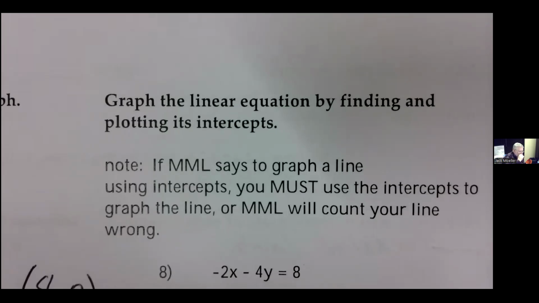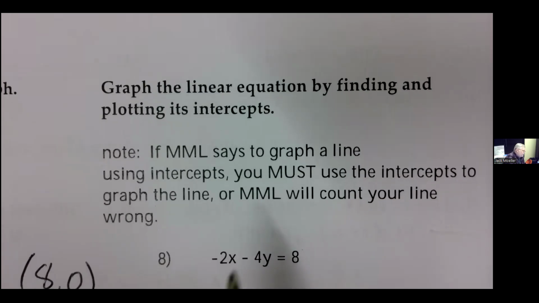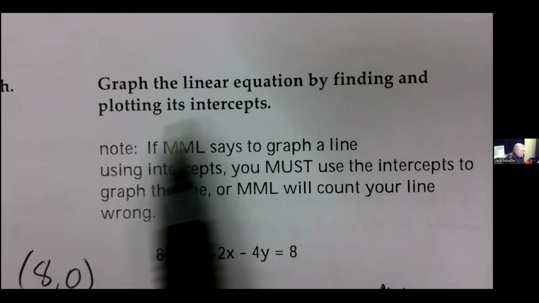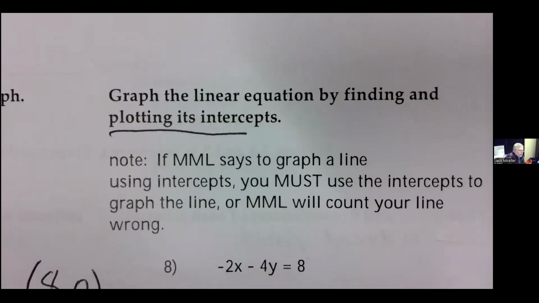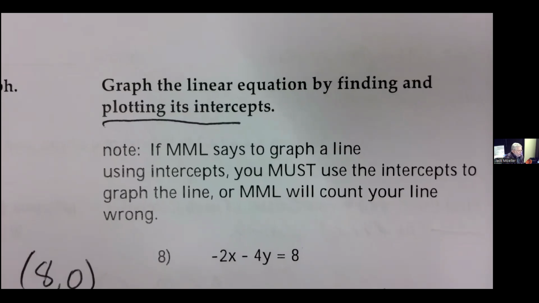I'll bring up MyMathLab and walk through those tools. You don't have to have the intercepts in general to plot a line, but unless they've changed their algorithm, if MyMathLab says graph it by plotting intercepts, the 2 points it wants are the intercepts. If you use some other points, it's probably going to count it wrong, even if you have the same exact line. Just be aware of that. MyMathLab is very picky about that.